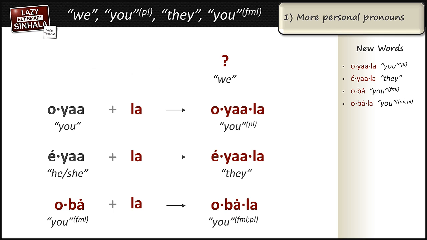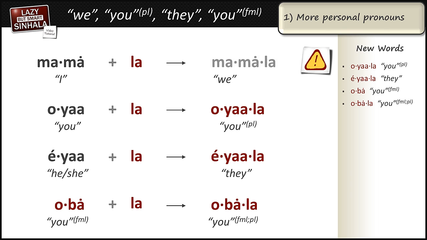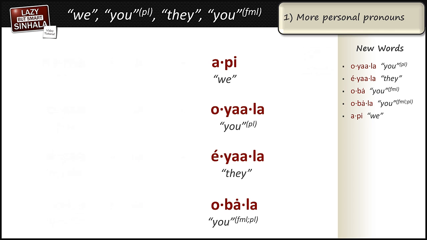You'll need to pay extra attention since this word is an exception and doesn't follow the rule of adding the indicator la. The singular form of we is I, which in Sinhala is mama. You would think that to find the plural of mama, we would take mama, add the indicator la to construct the word mamala. But this is wrong and there is no such word. Instead, the correct word for we is api. Before we use these new words in sentences, let me quickly summarize it for you.